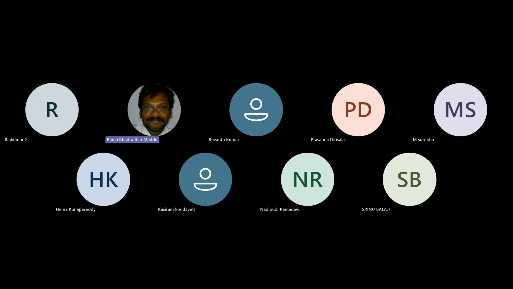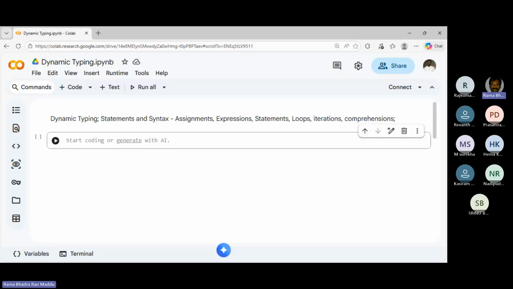What is dynamic typing, what are statements and syntaxes, how can we use assignments in Python, and different expressions, statements, loops, iterations, and comprehensions. These are all things we need to complete in today's class, because for the first mid we need to complete 2.5 units. Okay, so actually these are very simple concepts. After completing this, we will enter into functions also.